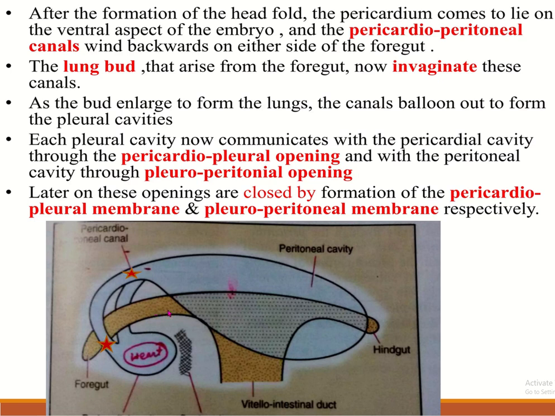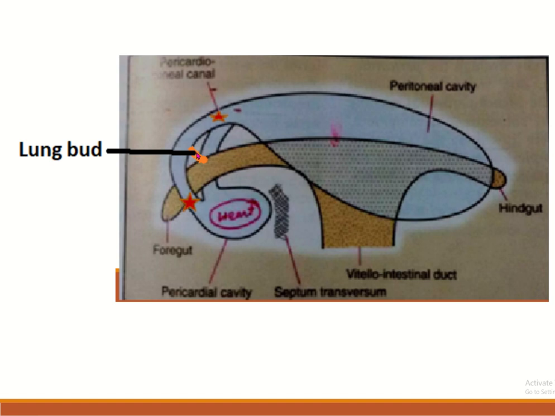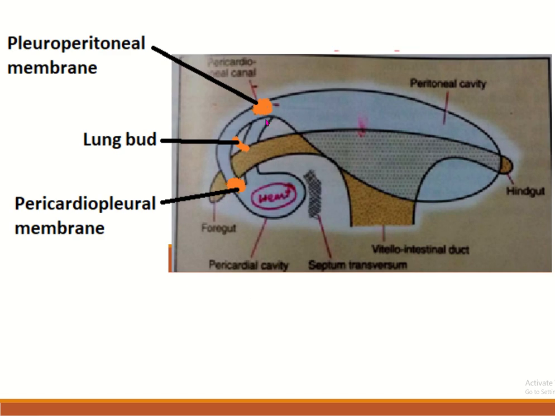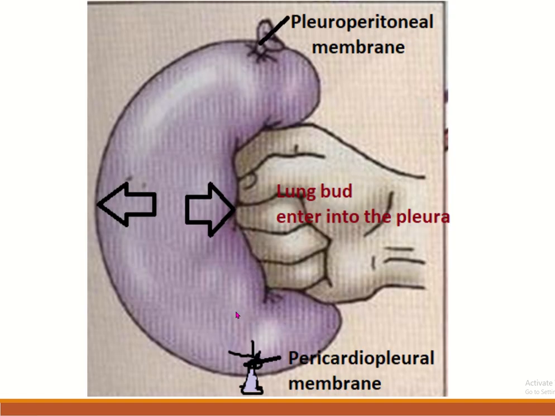This is the invagination of the endoderm. This is the primitive gut. This is foregut, midgut, hindgut. From the foregut, the lung bud starts to grow. You see, the lung bud starts to grow and it runs toward the future pleural cavity. Two membranes are already formed and the lung buds start to grow toward the future pleural cavity. So the lung bud presses the pleural cavity like this.